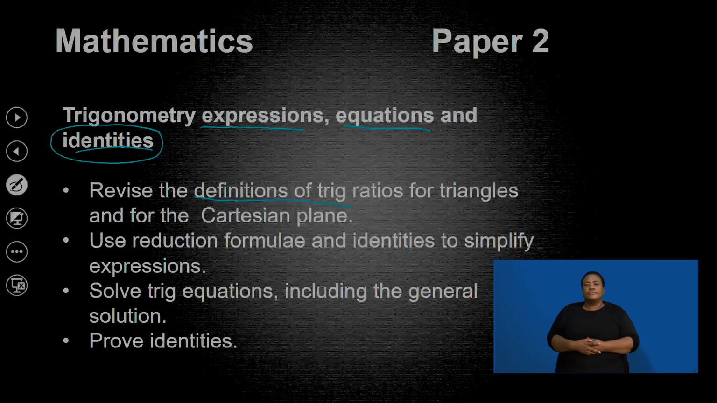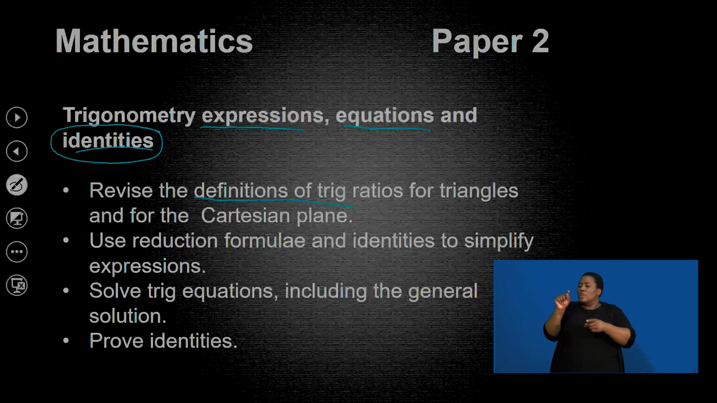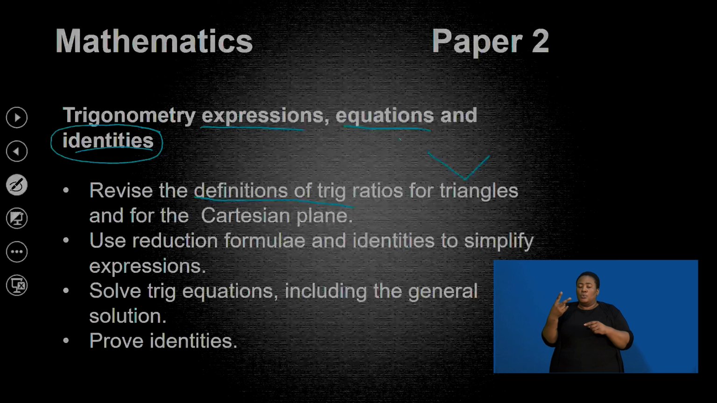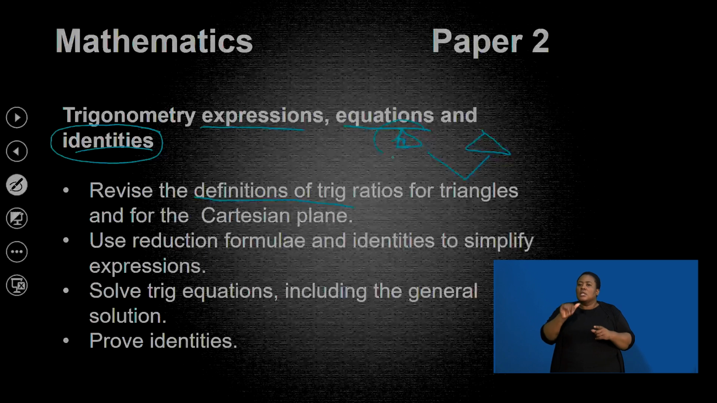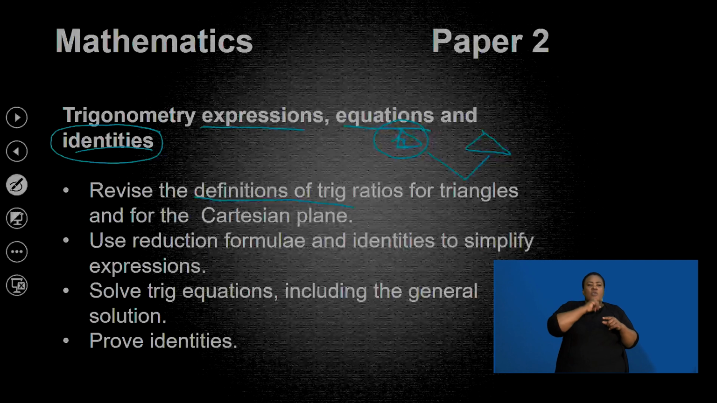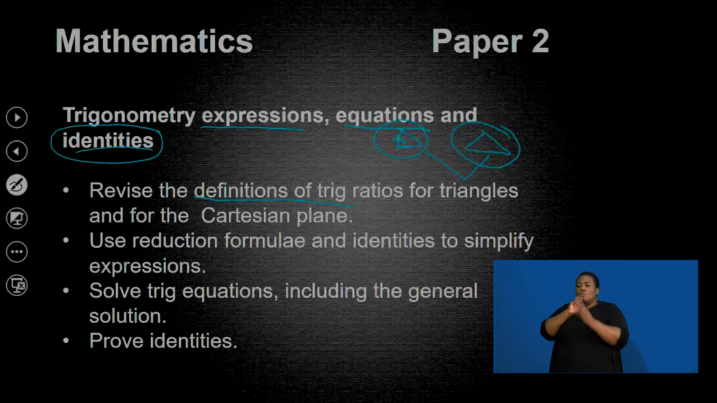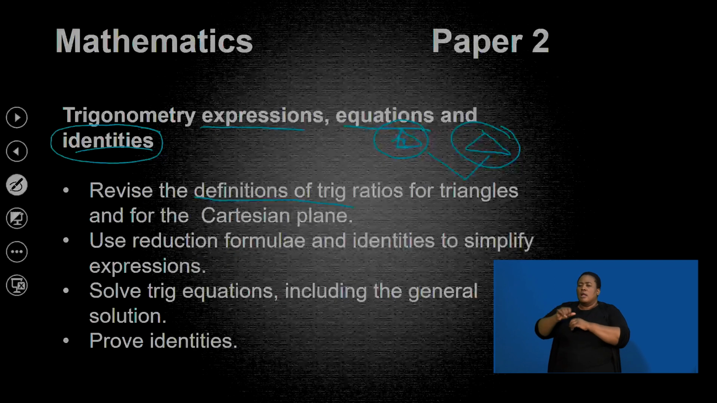You need to revise the definitions of the ratios for triangles and the Cartesian plane. The two triangles will be when it is a right-angled triangle and when it is a non-right-angled triangle. You know that with a right-angled triangle, I can use my ratios, I can use the theorem of Pythagoras. With the non-right-angled triangles, I use the rules like your area rule, sine rule, and cosine rule.